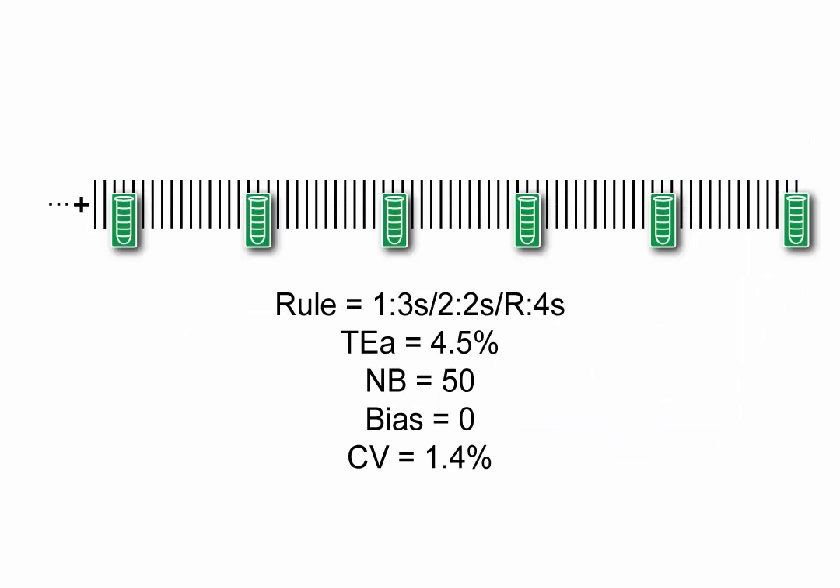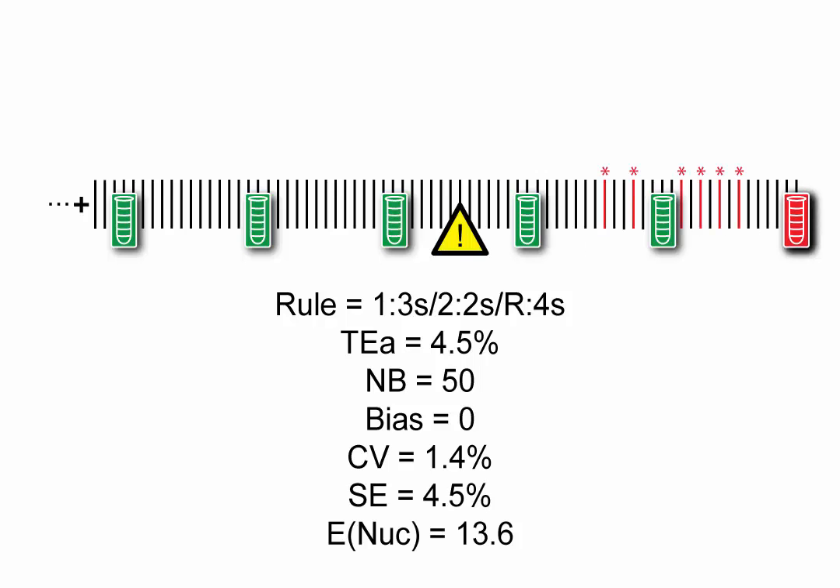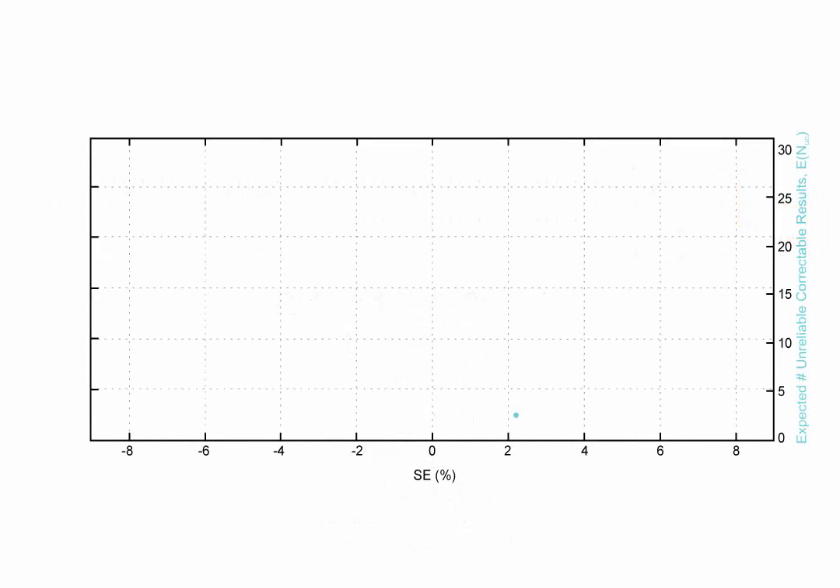Let's look at a larger out-of-control condition. With a larger out-of-control condition, say a 4.5% shift upward, we would expect a larger percentage of unreliable results since the last good QC event. As a result, the predicted ENUC is 13.6. Let's plot the ENUC for this out-of-control condition.